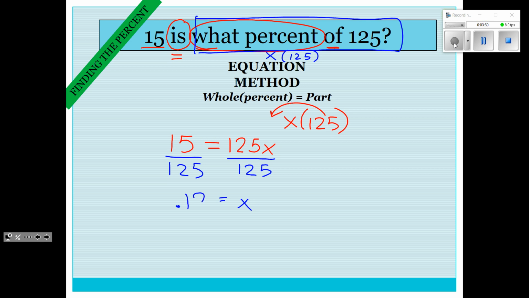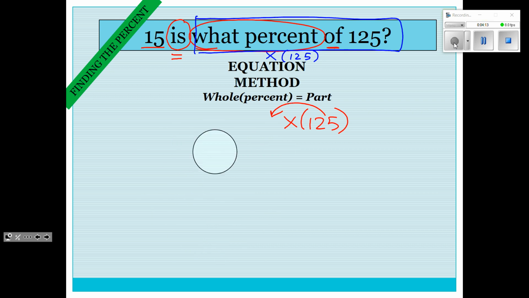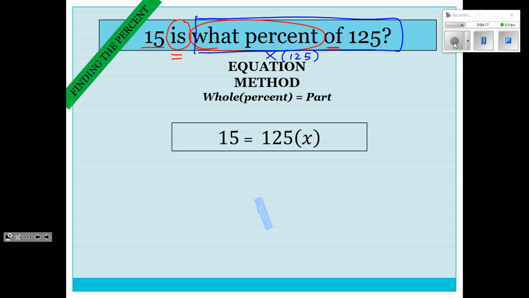Now there's one more step we have to do, and this step we did not have to do in the proportion method. We have a decimal, but it's asking for a percent, so we have to convert the decimal into a percent. We're going to go the opposite. This time you're going to multiply it times 100, which means move it 2 places to the right, and it would be 12%. So this converting it from a decimal into a percent is something we did not have to do in the proportion method, but you do have to do in the equation method.